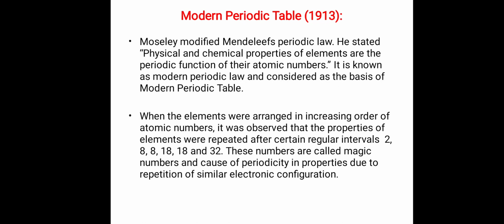The modern periodic table was given in the year 1913 by Moseley. He stated that the physical and chemical properties of elements are periodic functions of their atomic numbers. This is known as the modern periodic law, considered the basis of the modern periodic table. When the elements were arranged in increasing order of atomic numbers, it was observed that the properties of elements were repeated after certain regular intervals like 2, 8, 8, 18, 18, 32. These numbers are called magic numbers.